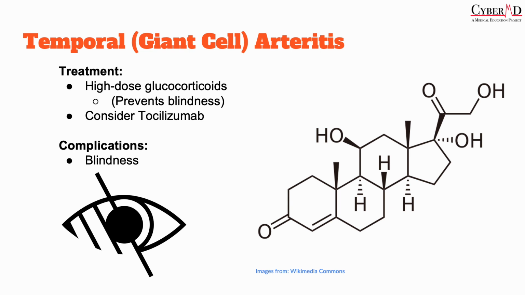Without treatment, temporal arteritis can cause visual impairment and even blindness. And the reason for this is that the ophthalmic artery is a derivative of the internal carotid artery, and therefore it may be affected by the disease. In order to prevent that from happening, high-dose corticosteroids are administered to avoid any permanent vision loss.